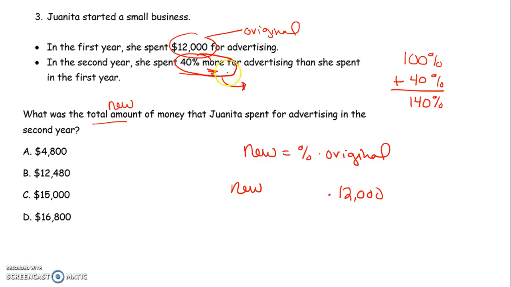Okay, so it's really important you think about it. 40% more than the original is 140%. So the new will be 140% of the original. So let's take a look. Percent, changing your 140% to a decimal. What's that as a decimal? Well, percent's out of 100. So that's 140 divided by 100. That is 1.4.